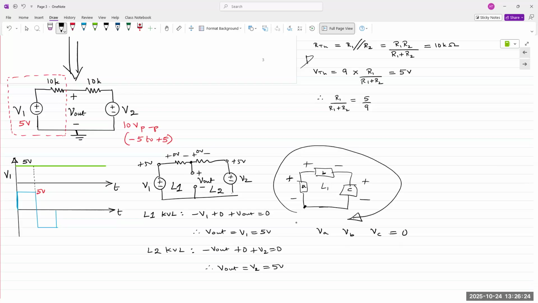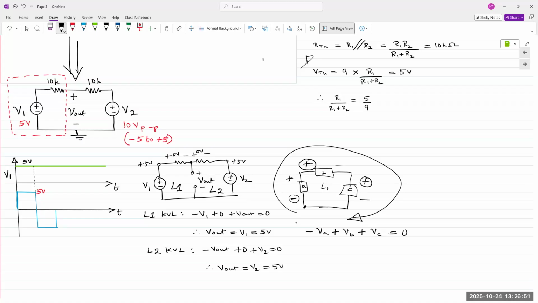If I start going around, when I choose the bottom end of the loop, the first sign I encounter is minus, so I put minus. Next I encounter is plus, so I put plus. Third I encounter plus, so I put plus. That's how I obtain my KVL expressions.